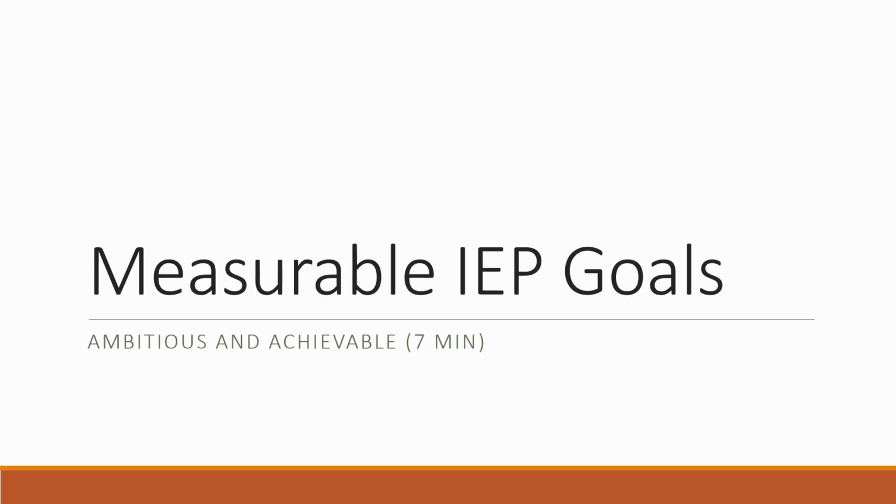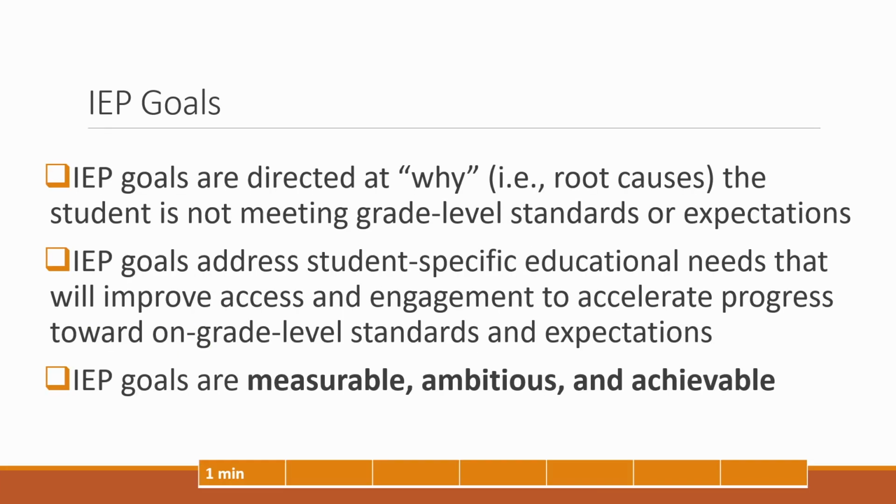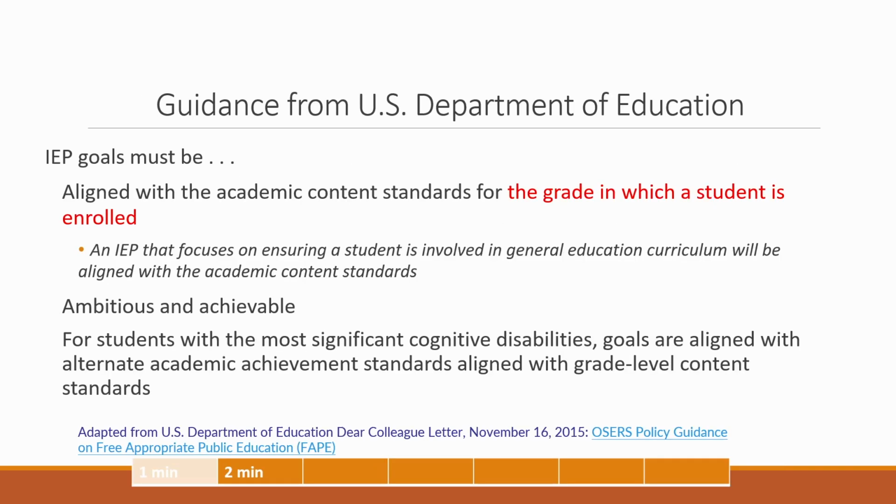The PLAAFP is sort of the engine that drives the IEP goals. So IEP goals are directed at the why, or the root cause that the student is not meeting grade level expectations. They should address student-specific needs that will improve their access, engagement, and progress toward on-grade level standards and expectations across environments, settings, curriculum. And the IEP goal should be measurable, ambitious, and achievable.